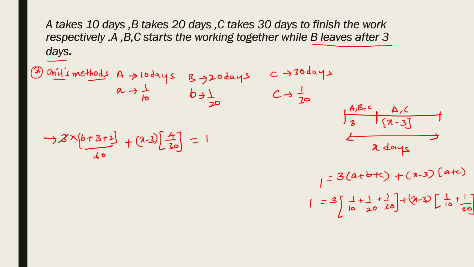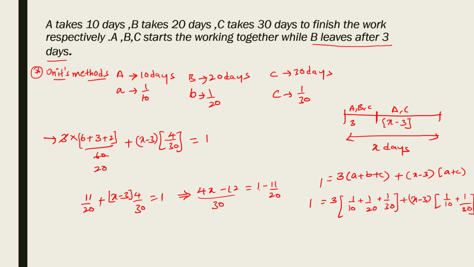So when you solve this, it will be 11 by 20 plus (X minus 3) into 4 by 30 equal to 1. That implies 4X minus 12 is equal to (1 minus 11 by 20) into 30.